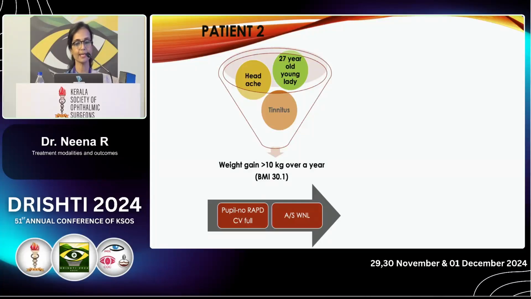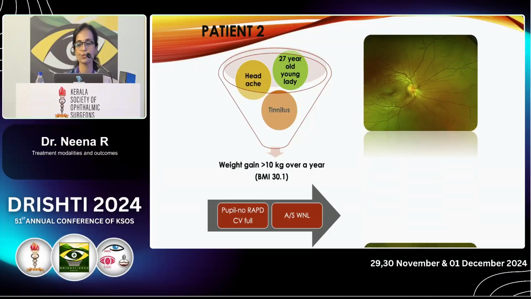So this is a second patient. Came with headache, a 27-year-old young lady. She has had tinnitus for some time and she was going to ENT doctors for a long time. She was obese and clearly she said she had a weight gain of more than 10 kgs over the last 1 year and her BMI was 30.1. Pupils were normal, color vision was full, anterior segment was within normal limits.